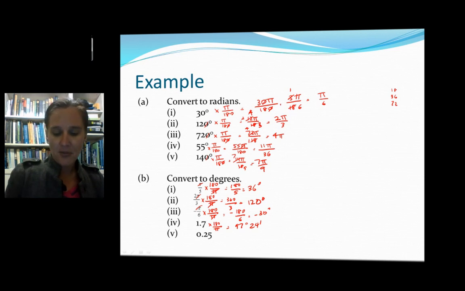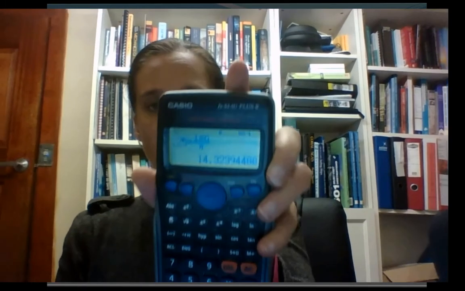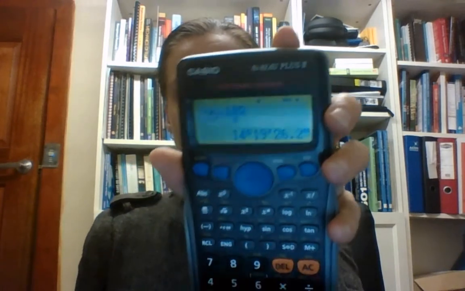For our last one, we have 0.25 times 180 divided by pi. So we put in 0.25 times 180 divided by pi. Again, we work through, and here we get 14 degrees and 19 minutes.